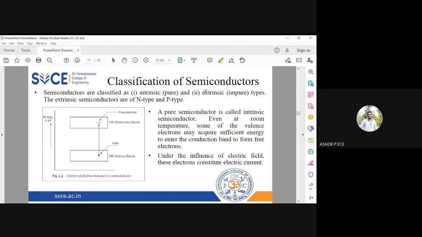And now we will go deep into semiconductors and see what the types of semiconductors are. Semiconductors are classified into two types, intrinsic and extrinsic. Intrinsic, as we have already come across this term, means pure. The semiconductor is pure.